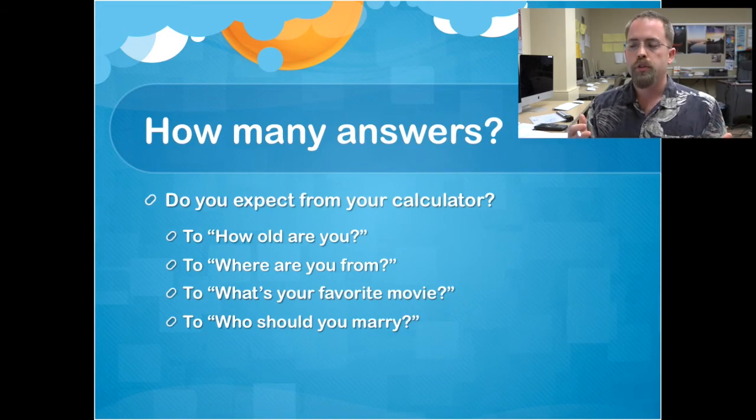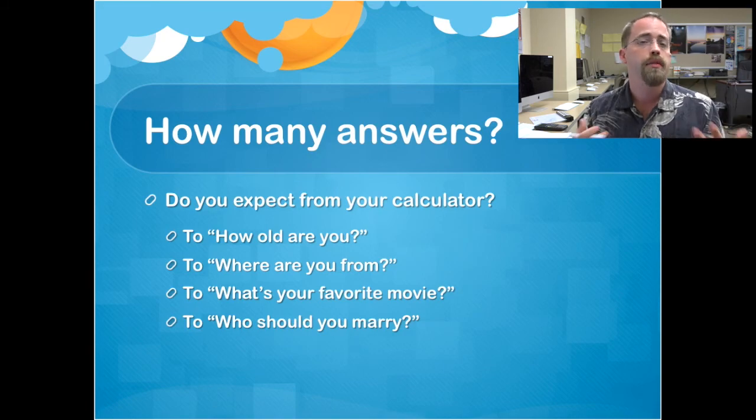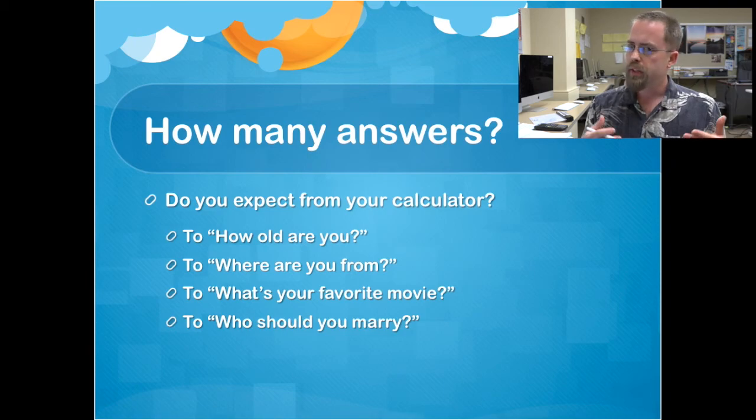When you ask your calculator a certain question, you always expect one answer. That's how calculators work. There are some other kinds of questions that you might ask, not of a calculator, but of another human being. You might ask somebody, how old are you? And if they said 16 and 34, you would be really weirded out. You just expect one answer to a question like that.